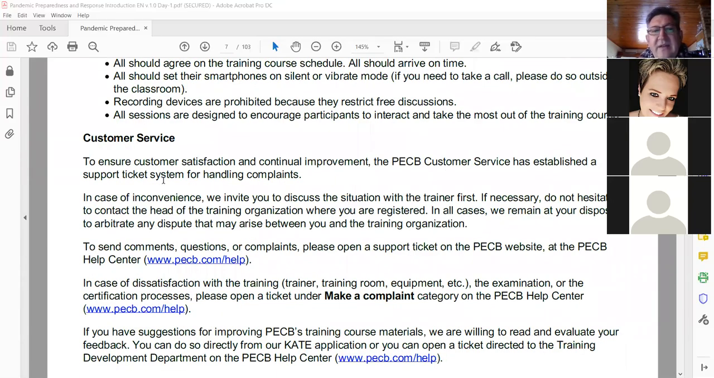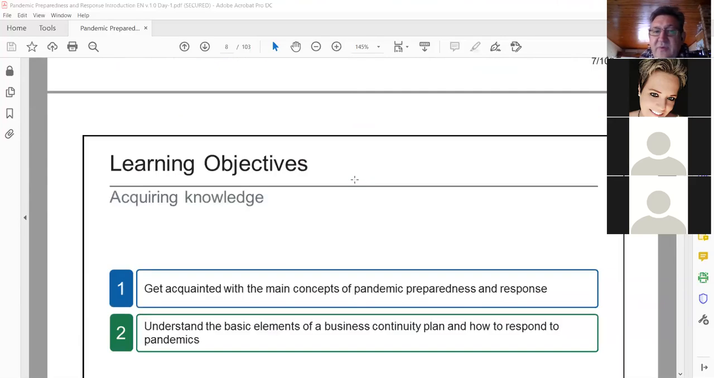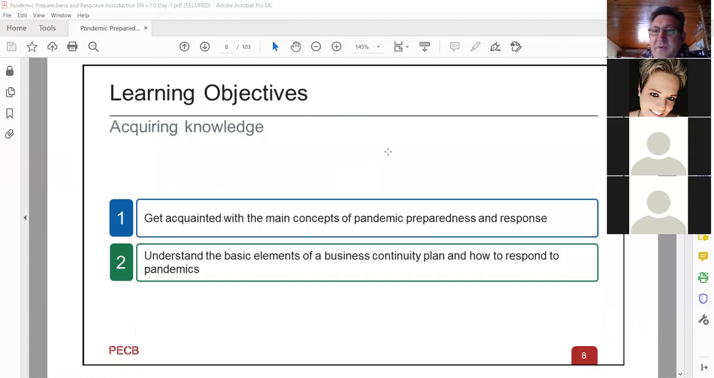And you can see that in this whole process, to ensure customer service and customer service satisfaction and continuing improvement, the PSB customer service has established a support ticket system for handling complaints. So please, if there's anything that you want us to help you with, please ask us. We are actually very, very close to you, so we can work with you on that.